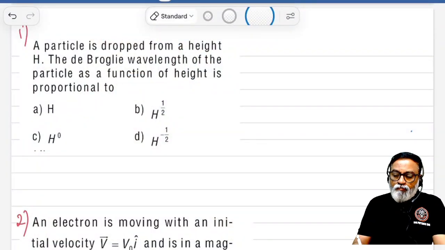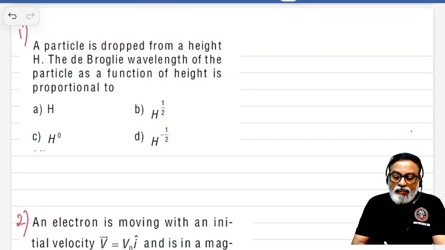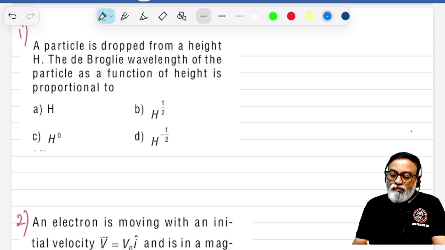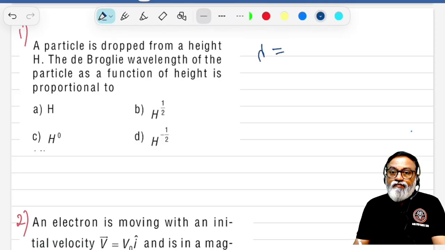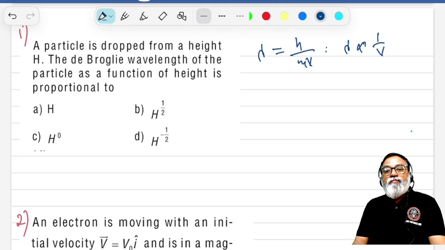See here, a particle is dropped from a height h. The de Broglie wavelength of the particle as a function of height is proportional to? See here, de Broglie wavelength lambda is equal to h by mv. Therefore, here lambda is proportional to 1 by v.